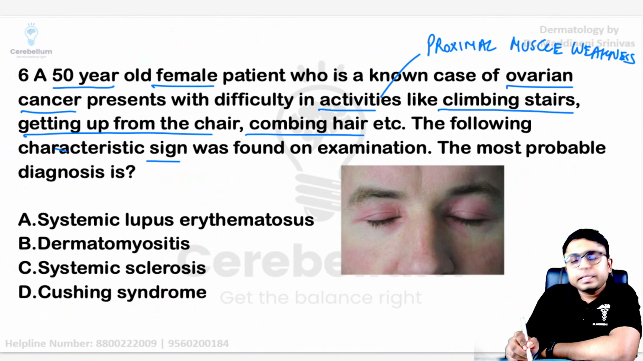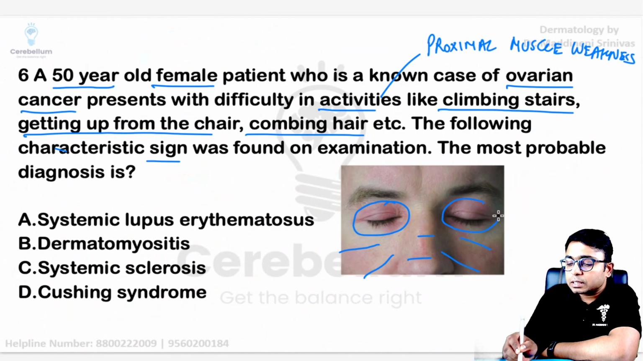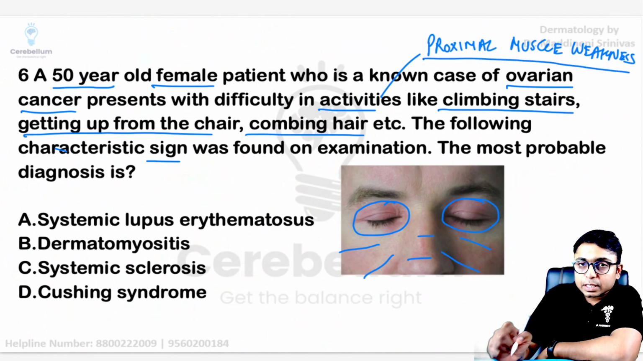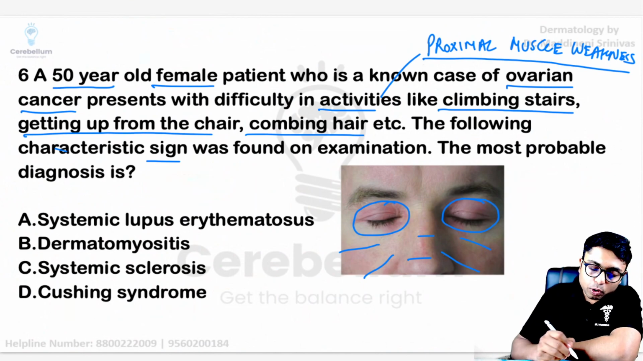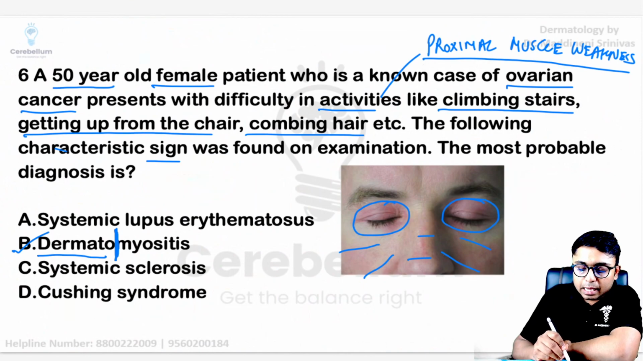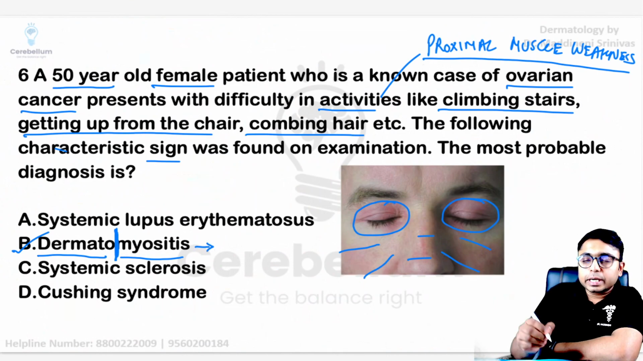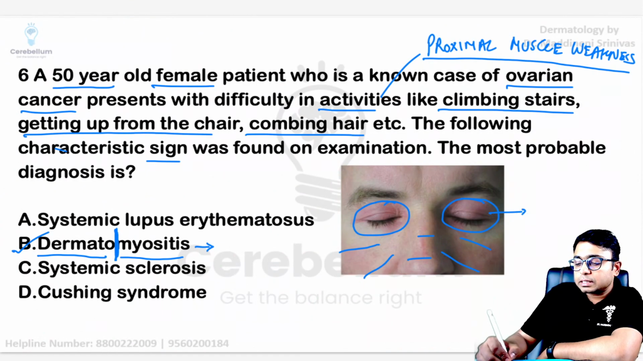face, there is erythema present over the cheeks, erythema present over the nose, and you are also able to see erythema present over the eyelids. So if you see this kind of a clinical picture with the proximal muscle weakness given as a clue in the question, you must think about dermatomyositis. So you can see the disease name itself is having skin as well as myositis, muscle involvement. So please remember, in dermatomyositis, this erythema which you can see is called as heliotrope rash.